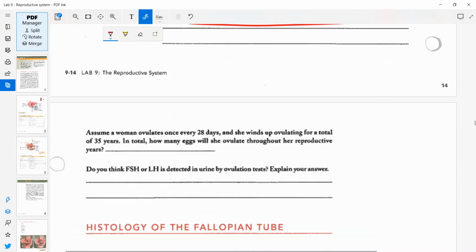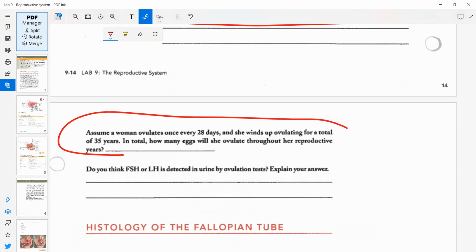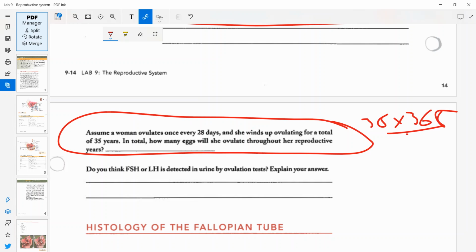Now we're not gonna talk about math again. You can do this math if you want. 335 multiplied by 365 divided by 28, whatever the number is going to be. It's going to be actually slightly more than 365, something about 400.